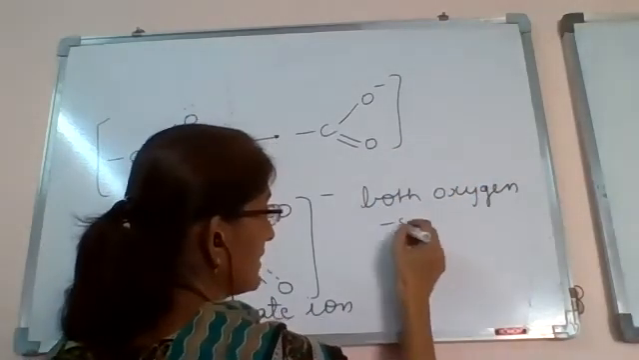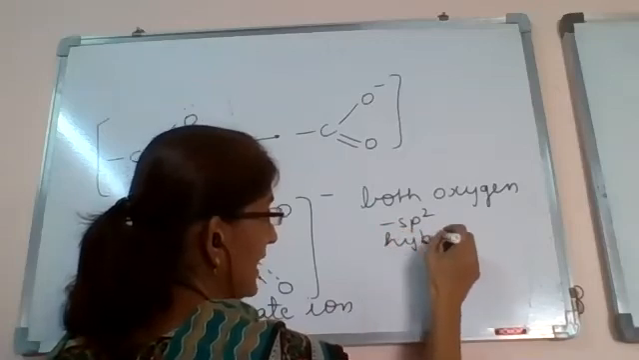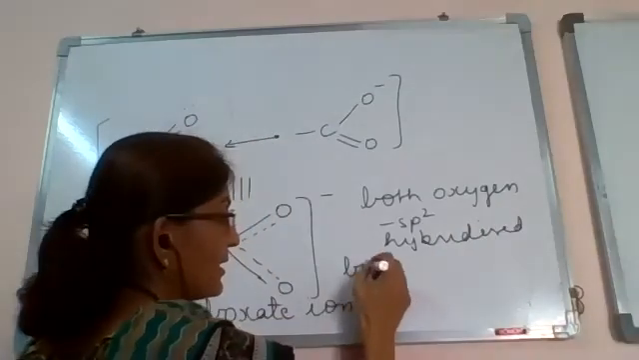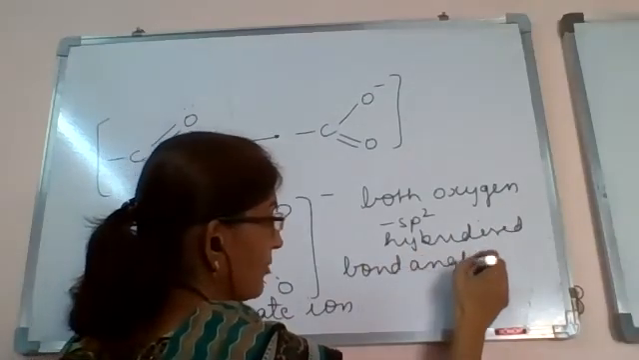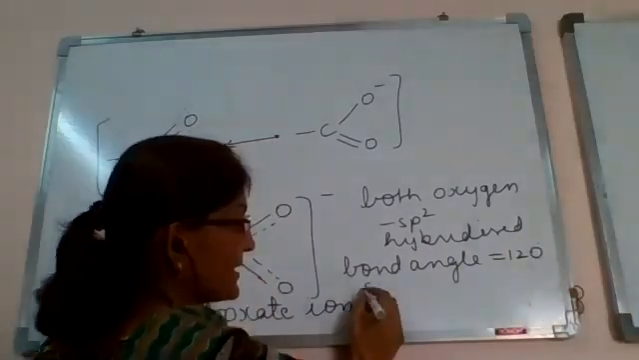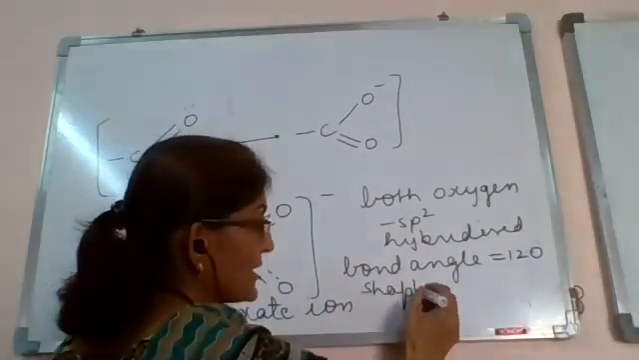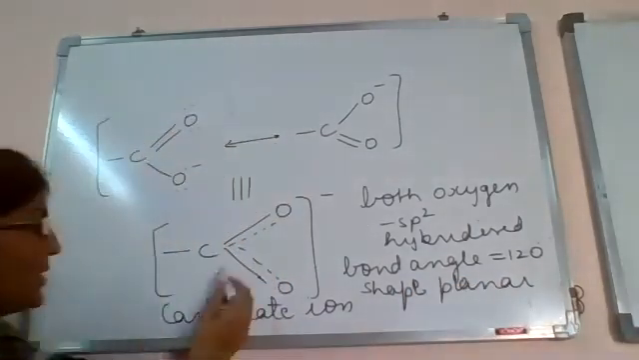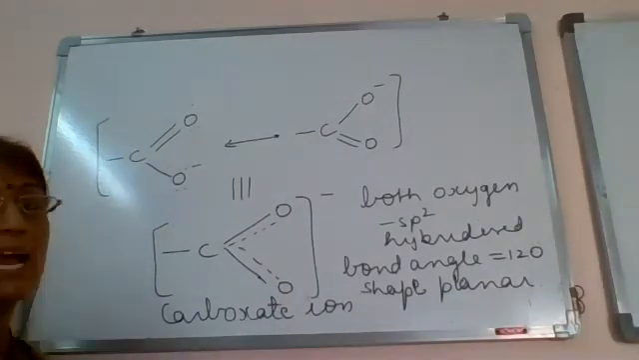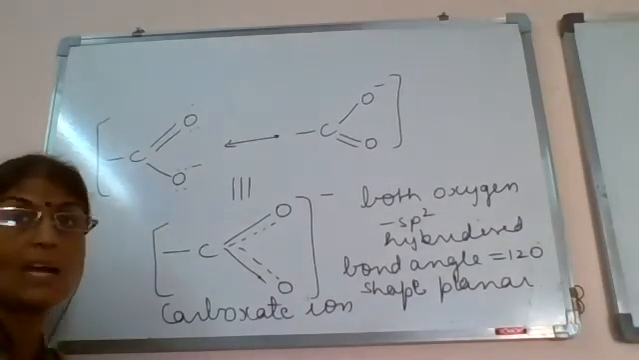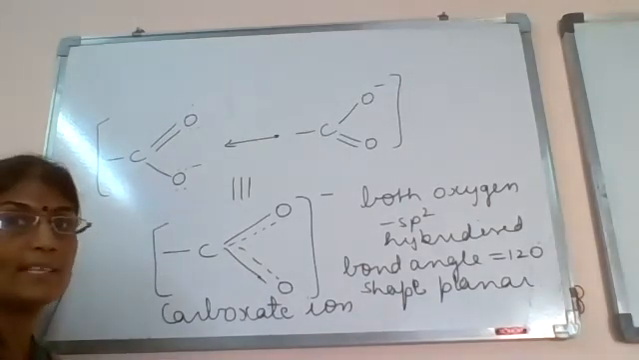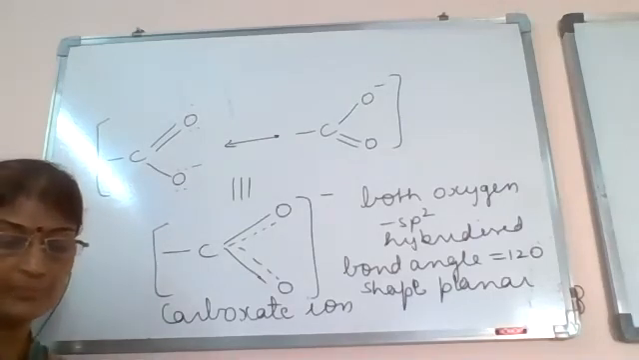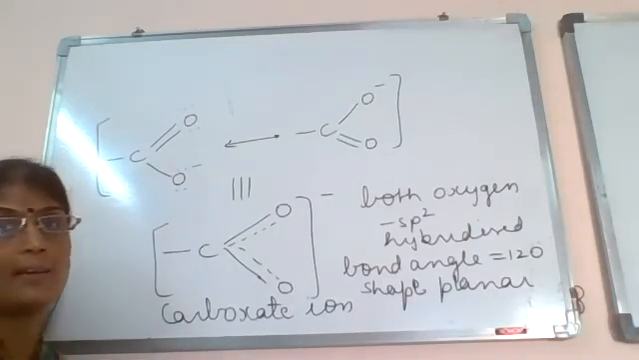are sp2 hybridized. And if hybridization is sp2, then what is the bond angle, student? Bond angle is 120 degrees and the shape is planar. So its structure is planar. All atoms will be in one plane. Carbon, oxygen, everybody is in one plane because carbon and oxygen are sp2 hybridized. The structure is planar, the shape is planar, the bond angle is 120 degrees. This is the structure of carboxylic acid.